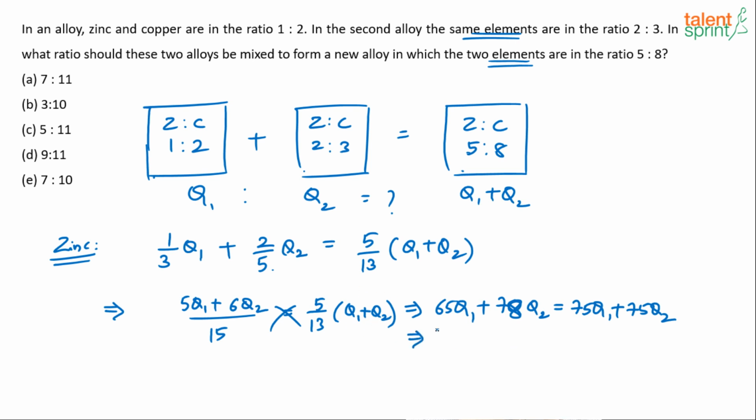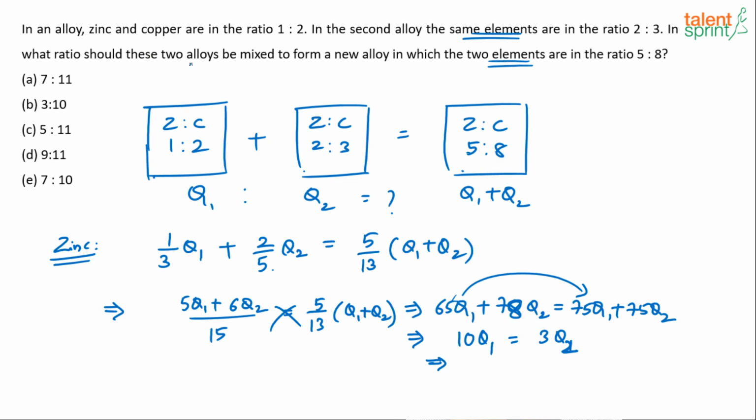Now solve for this. What happens? If you take Q1 this side, 75 Q1 minus 65 Q1 is 10 Q1 equals 78 Q2 minus 75 Q2, which is 3 Q2. Alright, 78 Q2 minus 75 Q2 is 3 Q2. So what do we want? We want Q1 is to Q2, right?